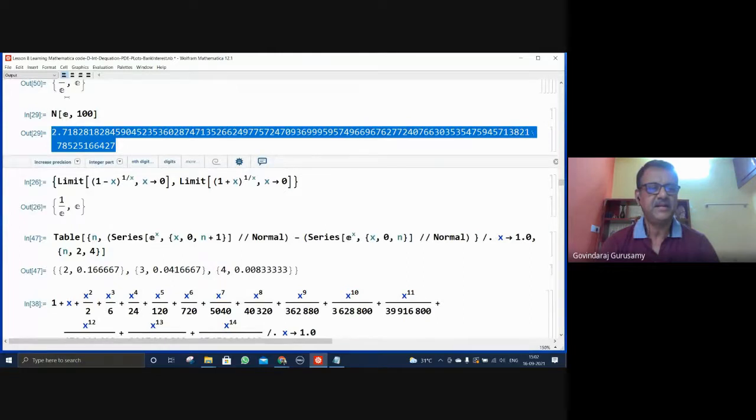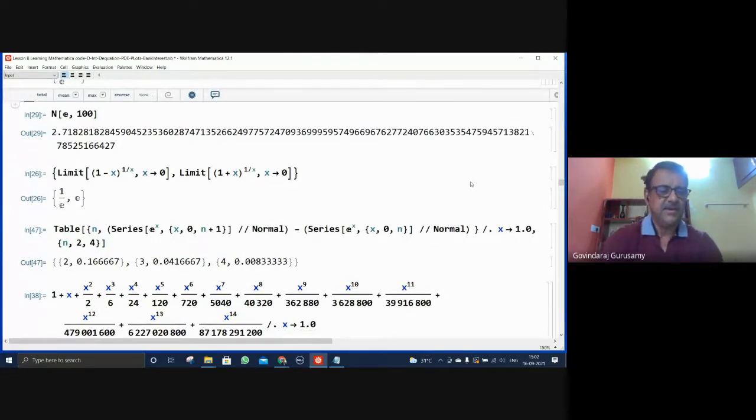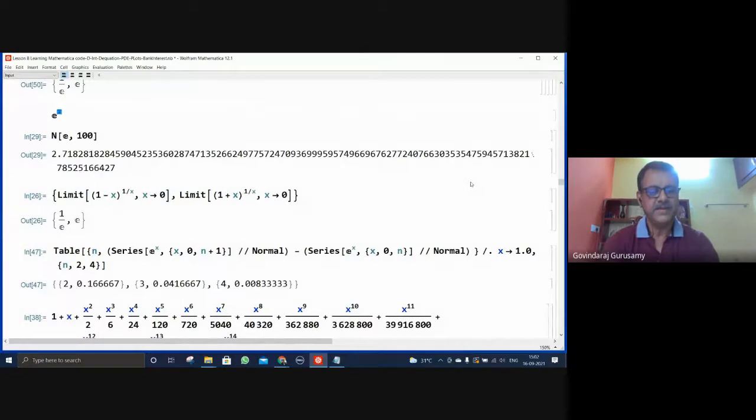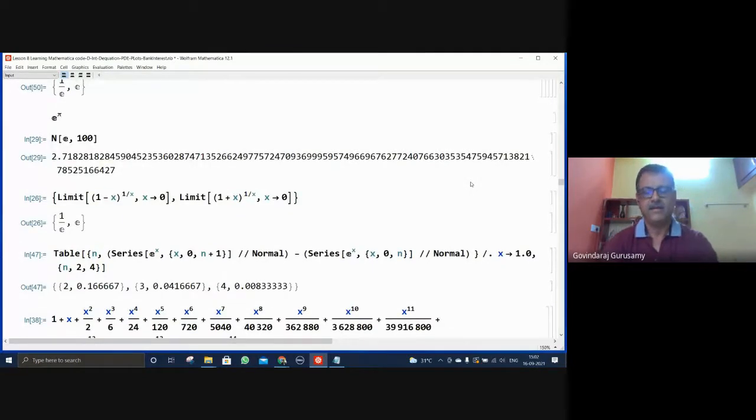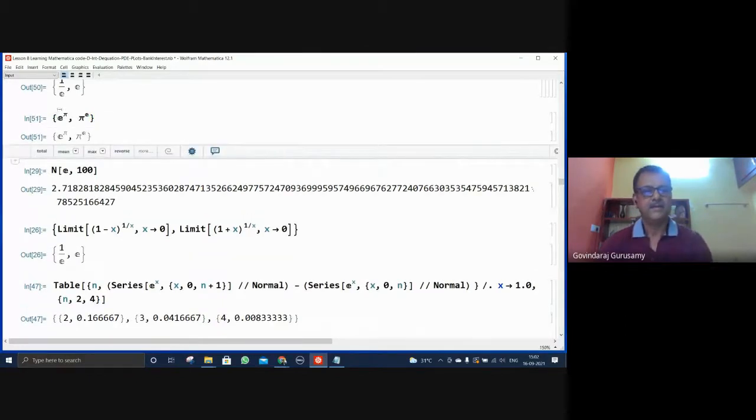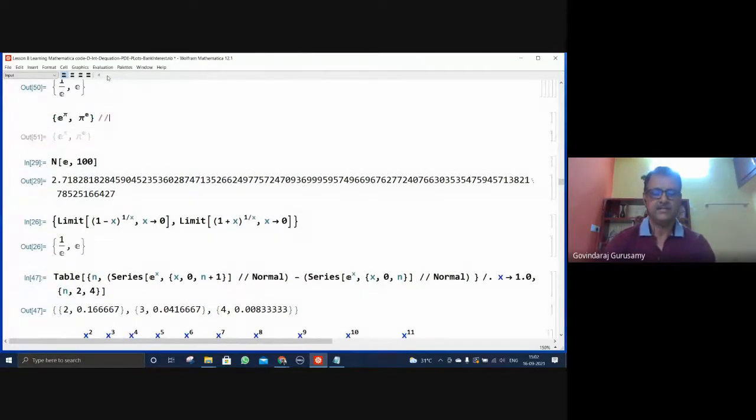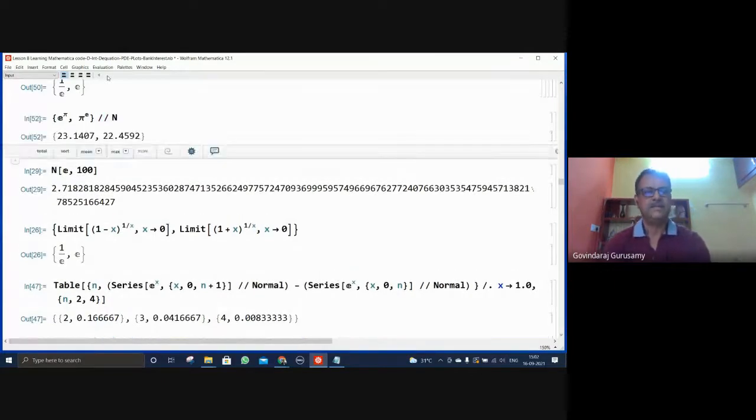Immediately I started thinking: E power pi, which is bigger, or pi power E? And why should we think about it like this? It is something very strange, which one should feel and then try to think through, just out of curiosity to know about it. Okay, this is the result I have. I have to ask for the numerical value and find out what is happening.